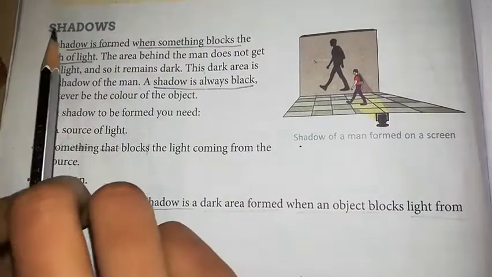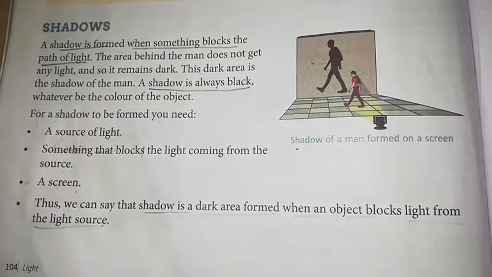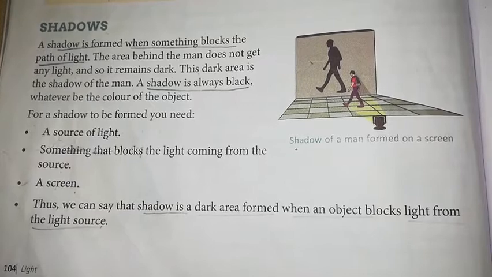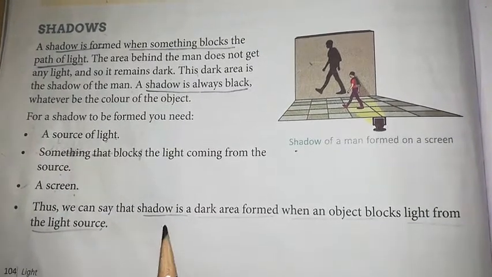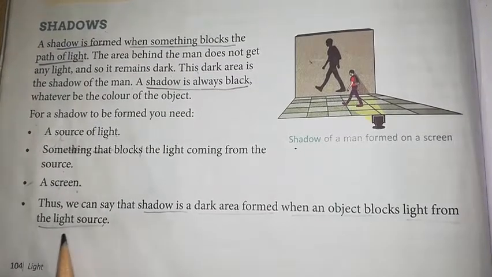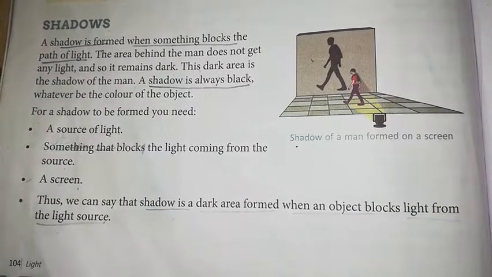Now, we will revise shadows. Students, what is a shadow? A shadow is a dark area formed when an object blocks light from the light source. As we know, a shadow is always black in color.